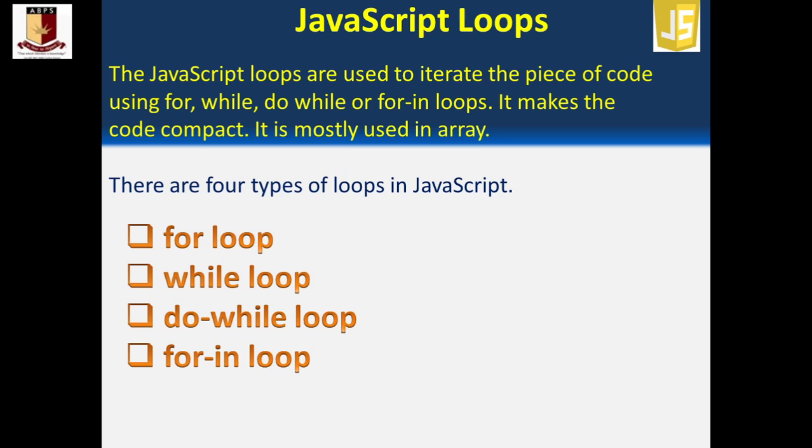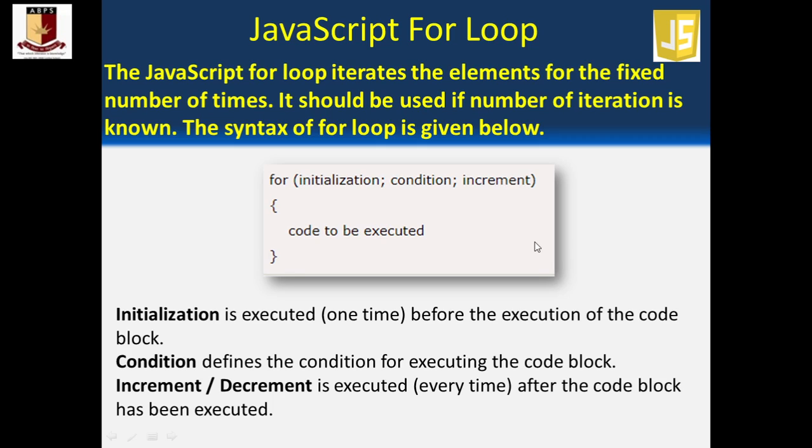So there are four types of loop. First is the for loop, then the while loop, the do while loop, and the for in loop. That we will learn later on. So today we will learn the for loop. So let's start. How does this for loop actually work?